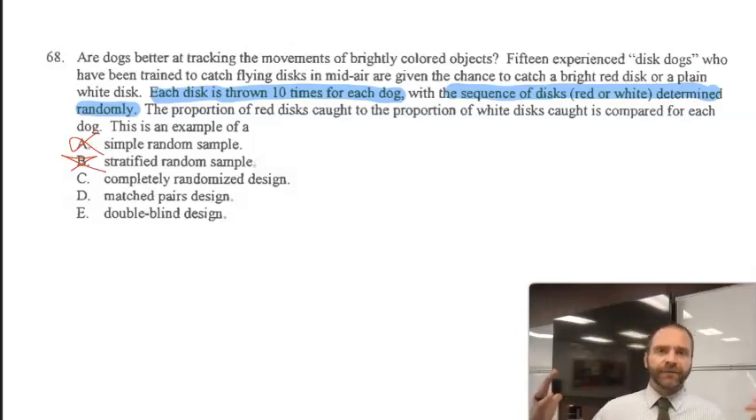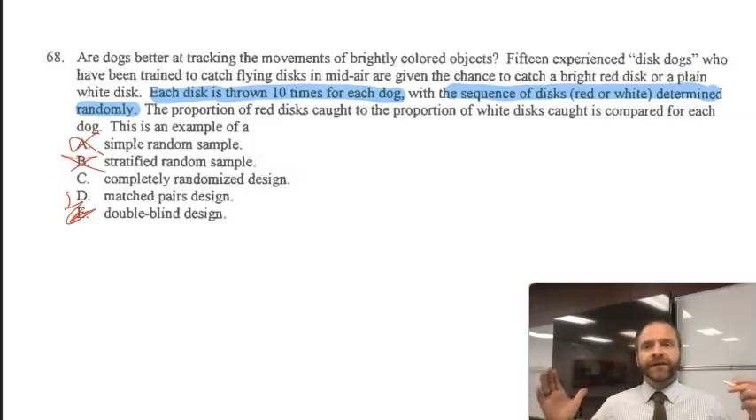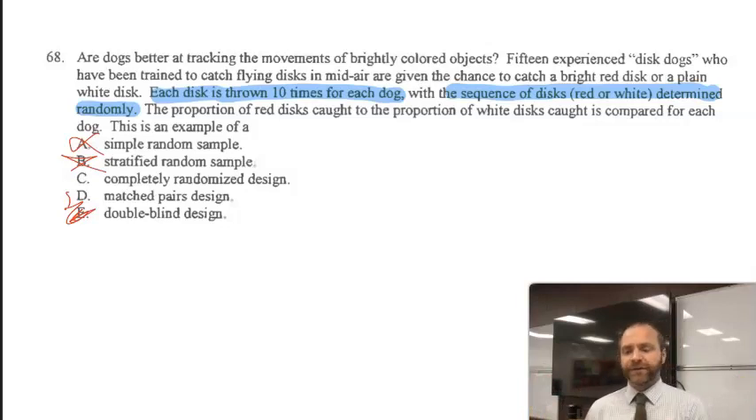Now, you may say, oh, I'm going to keep reading here, but I'm not. One of the choices is double blind. The person throwing the disc is going to know what color disc they're throwing, so it can't be double blind. So that's not it either. So I'm stuck between C and D now. That's good news. That's what I'm going to focus on. So now let me finish reading.